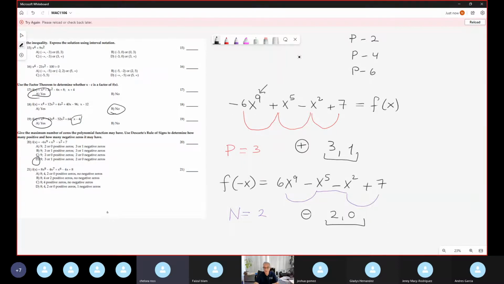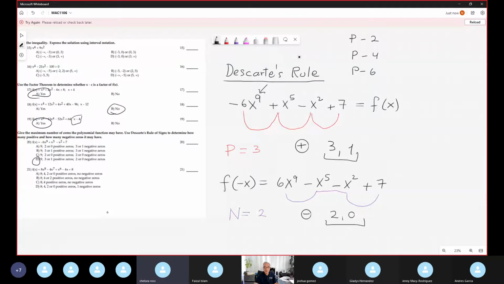Descartes rule is the idea that we apply this. No problem. Do you understand or no? Do you understand every step? Yes. Good. Let's practice. I have 2 more, 21 and 22.